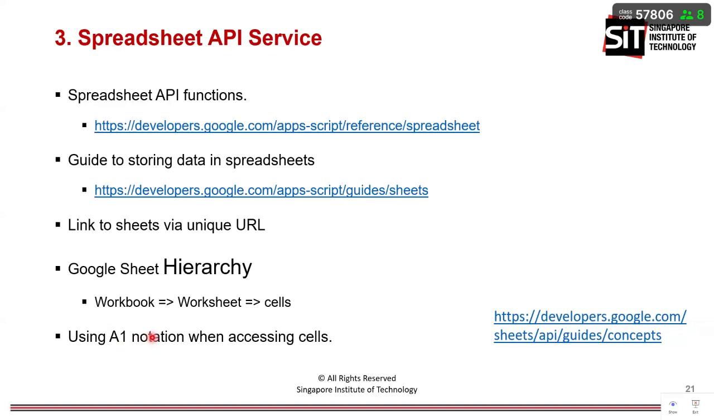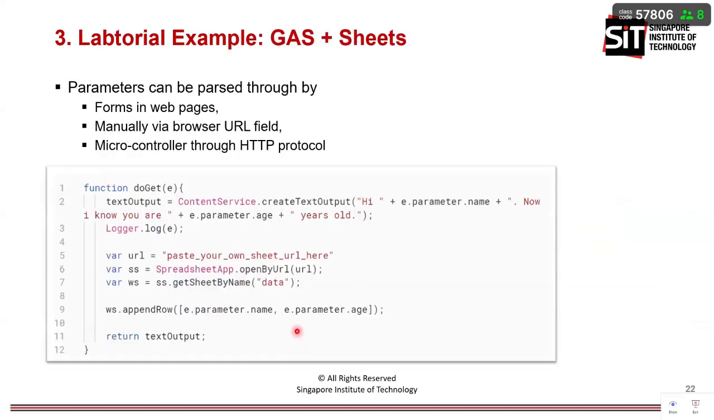Some of you may be wondering, what is A1 notation? A1 notation is a format that is used to describe how we can access the cells within worksheets. I think I have some examples, probably in some of the slides. But before we look at all those, I have a simple example code for you to refer to. This is the combination of a web app plus Google Sheets.